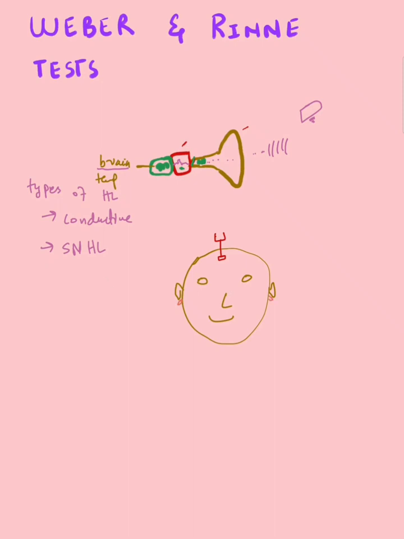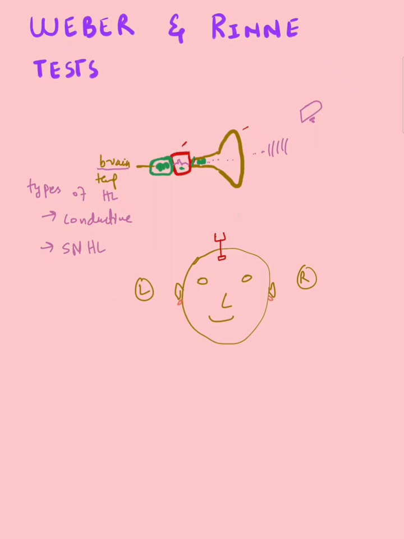Okay, let's first talk about the normal person. If the vibrating tuning fork is placed here in a normal person, where is the sound going to be better heard, here or here? The answer is it will be in the middle. It will not be lateralized to either ear, the right ear or the left ear. It will be in the midline.